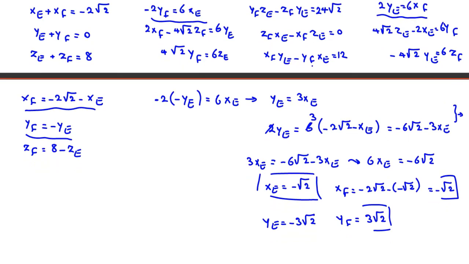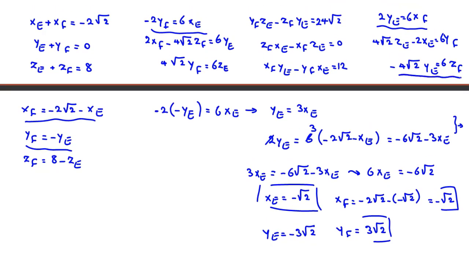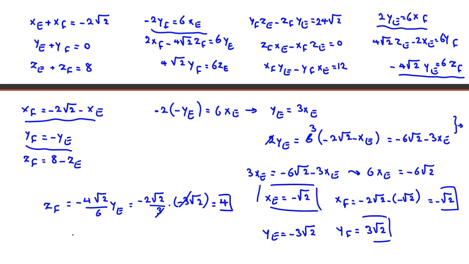So here, let's see, can we find any relationship? From this part, zf equal to negative 4 root 2 over 6 ye. It will be negative 2 root 2 over 3 ye. Ye is negative 3 root 2. If we cancel 3, 3, negative, negative, positive, 2 root 2 times root 2 is 4. And ze is what? Ze is 8 minus zf, which is 8 minus 4, which is 4.